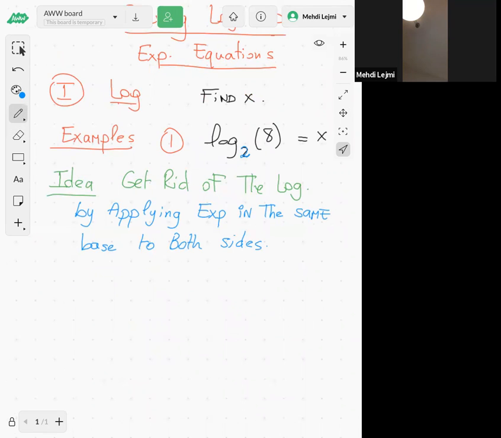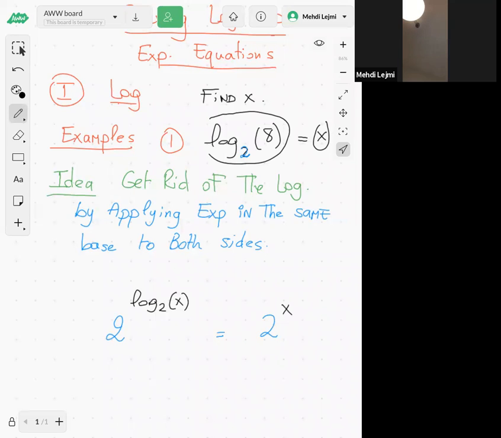Again, what's exponential, guys? Remember, exponential was like b to the power x, where b is the base. Here, my base is 2, so it's going to be 2 to some power. Now, the power would be your equation. On the left side, the power is this log in base 2 of 8, the left side of my equation, and the power on the right side would be the right side of my equation, which is x.